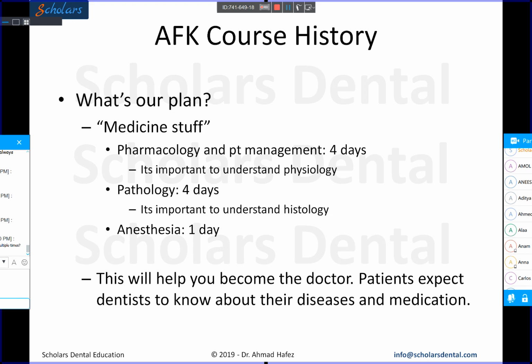And then our plan after the basic science is to go into the medicine stuff. This is how I organize a schedule. A schedule is organized, crafted to make it best for you. Okay, a lot of courses make the schedule based on their time.